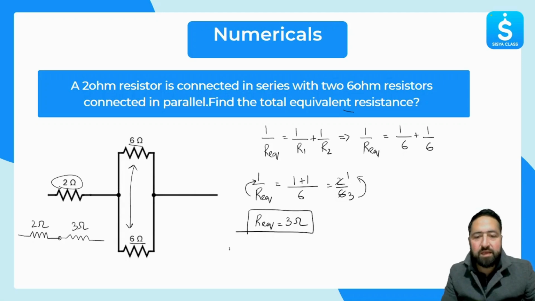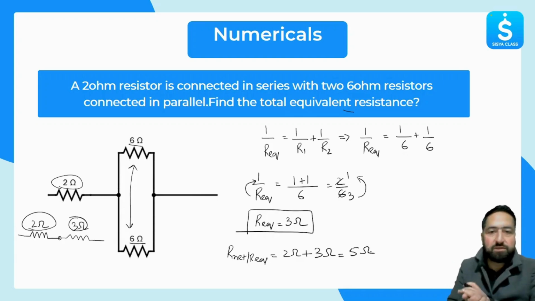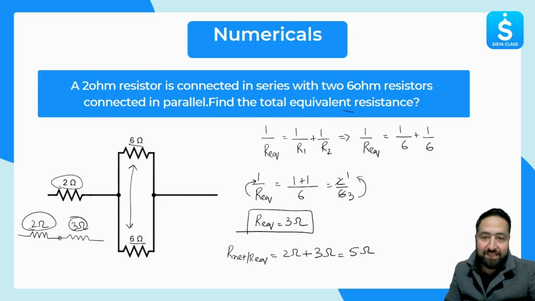So net equivalent resistance will be equal to this 2 ohm resistance plus this 3 ohm resistance because they are connected in series now. So 3 plus 2 is 5 ohm. Did you get it? If you are sure, then let us move to the next.